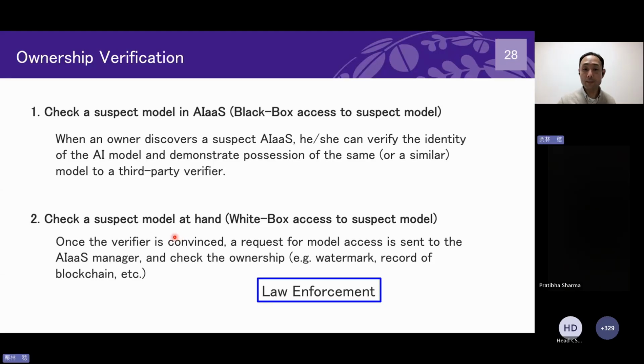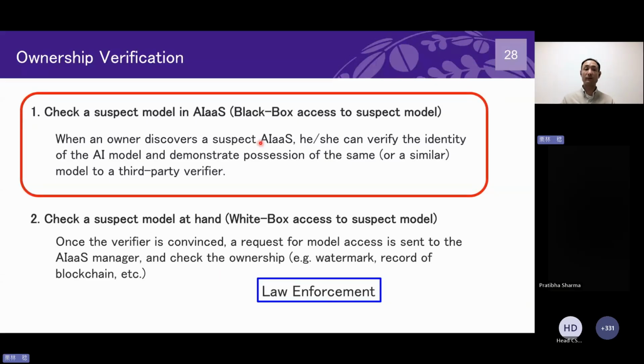The second step is like law enforcement. Once a third party is convinced the model is copied, the verifier, the third party, will try to make a law enforcement request to access the model in the cloud server. But this is just the second step. The first step is the very important factor in this case: black box access to the suspect model, and the owner should prove it to the third party. This process is a very important point.